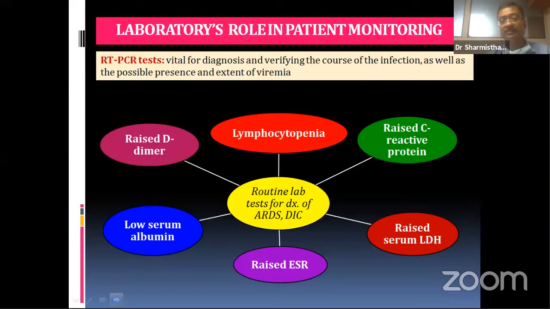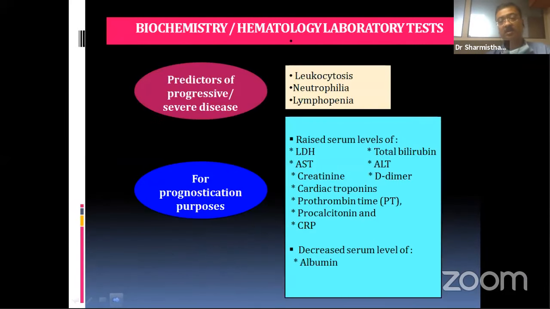So, routine lab tests for patients who are undergoing ARDS or DIC, you can find these things which have already been discussed: lymphocytopenia, high CRP, high LDH, raised ESR, low serum albumin, and high D-dimer, which actually signifies a worsening of the condition. Now, these are the other biochemical tests other than hematology. In hematology, you can find leukocytosis, neutrophilia, and lymphopenia, which I think you already have enough knowledge about. I'm not going to discuss anything further.